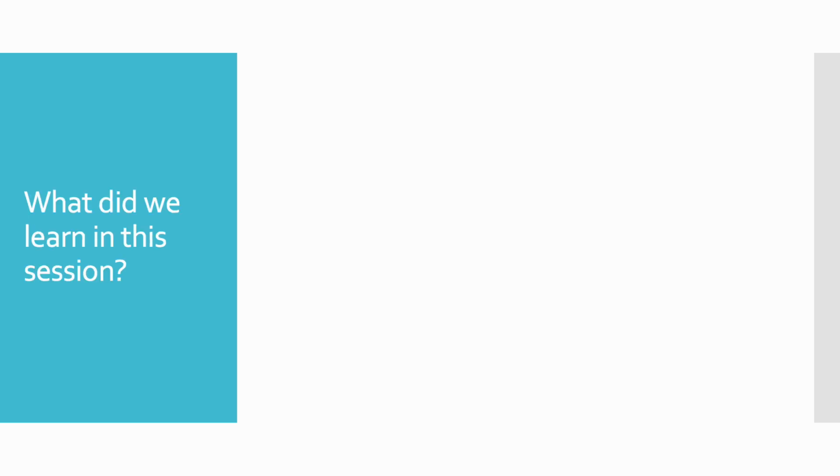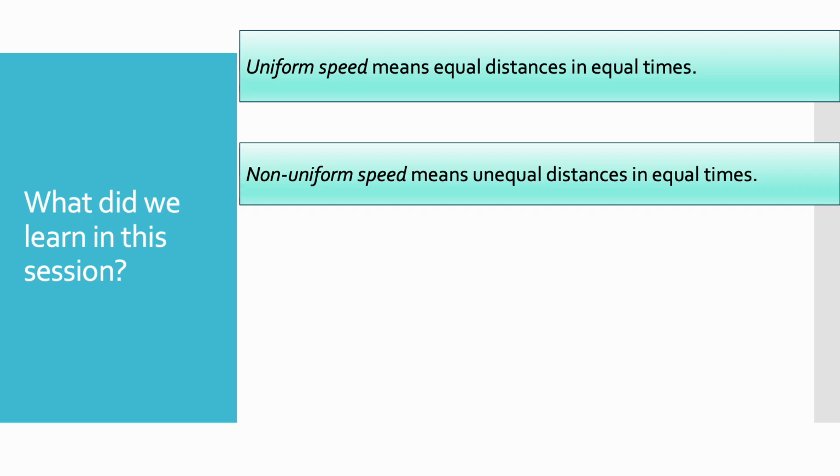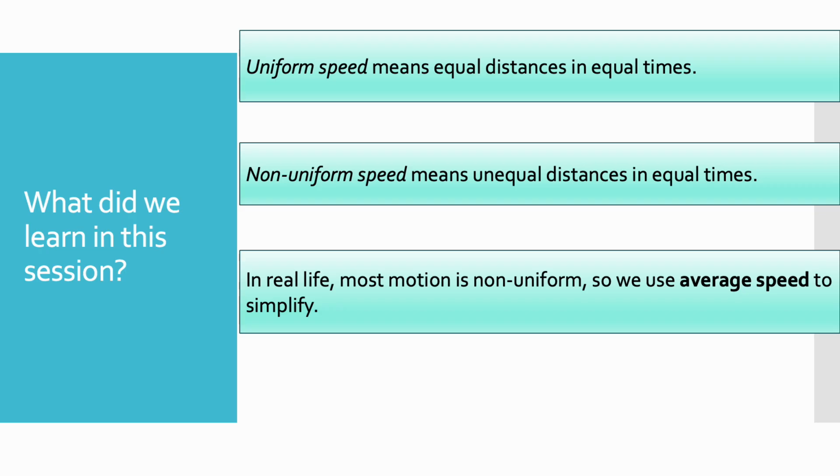So what did we learn in this session? Uniform speed means equal distances in equal times. Non-uniform speed means unequal distances in equal times. In real life, most motion is non-uniform. So we use average speed to simplify.